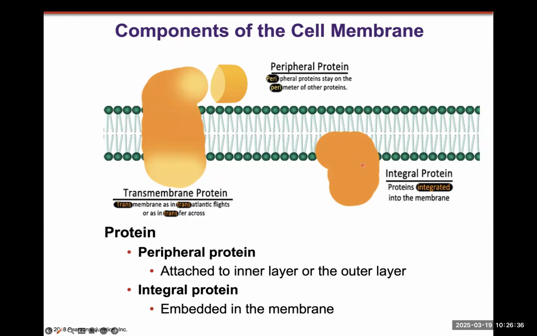So this one over here is the integral protein, but this one here goes all the way through. This is called a transmembrane protein. If you were to say something like transpacific, that means you cross the Pacific Ocean. And transmembrane means you cross from one side of the membrane over to the other side of the membrane. So this is a transmembrane protein. It's a type of integral protein, but it's not going halfway through, it's going all the way. So that's embedded into the membrane, and transmembrane is crossing the membrane.